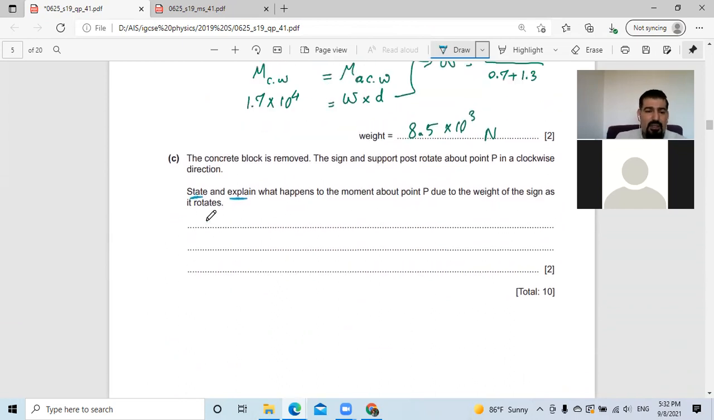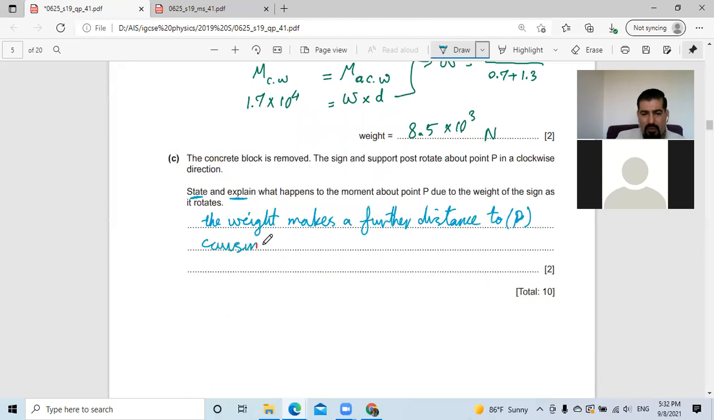So the weight makes a further distance to P, causing greater moment.